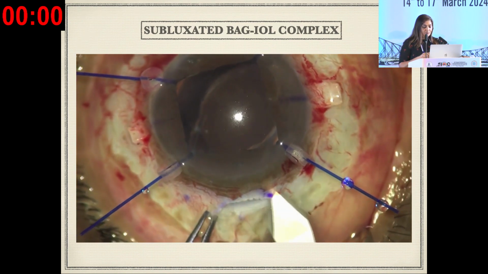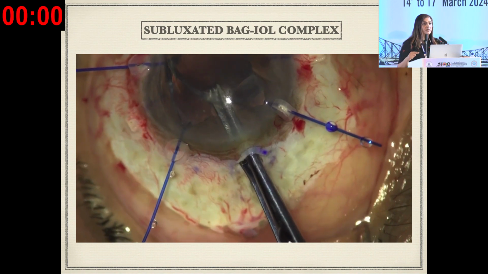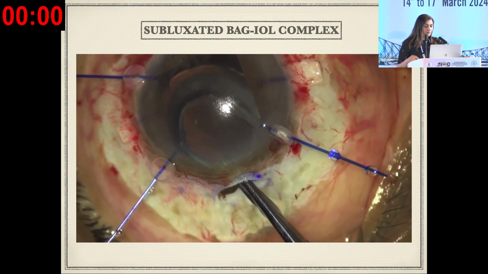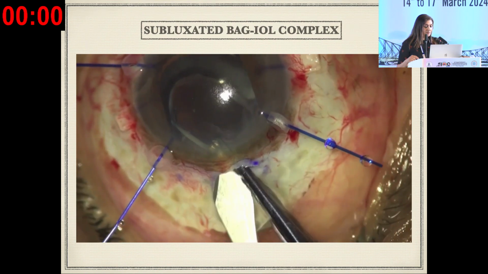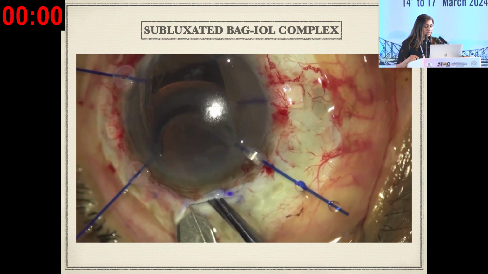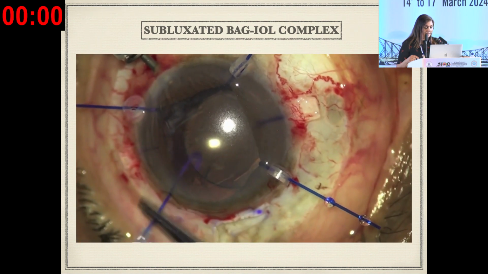I think this is the last case that I will try to show you, because we don't want to overrun this, because we have other people coming in. This is the bag IOL complex which gets easily explanted through this, and you can extend this incision internally and you can get this entire bag IOL complex outside.